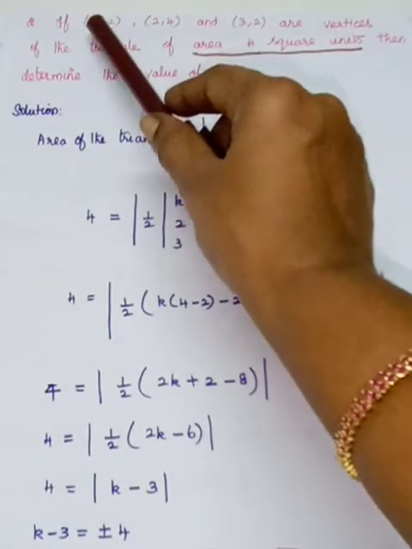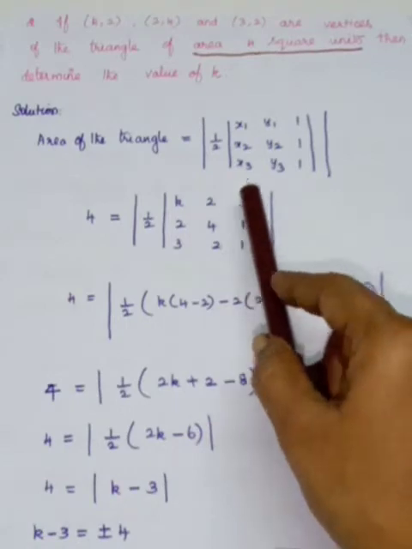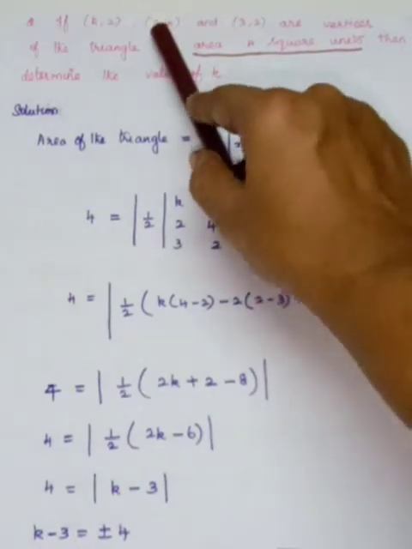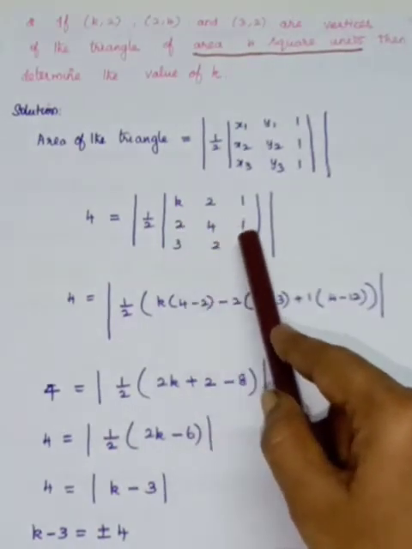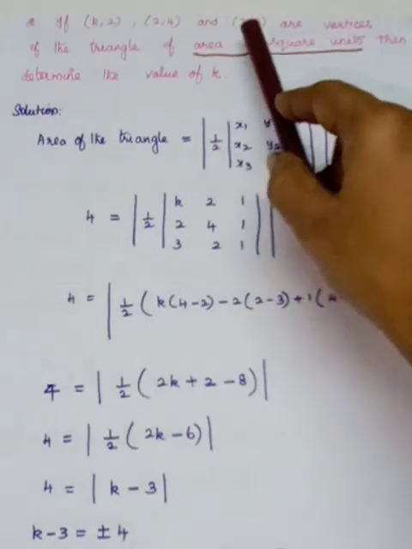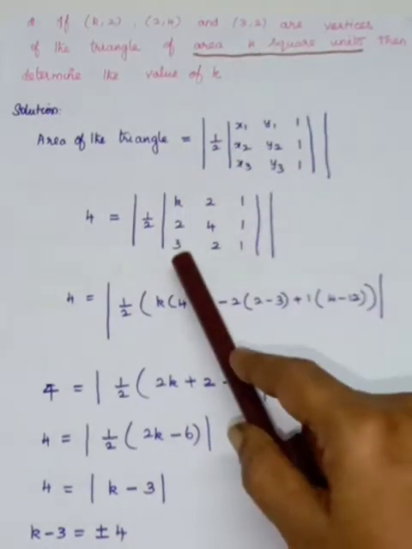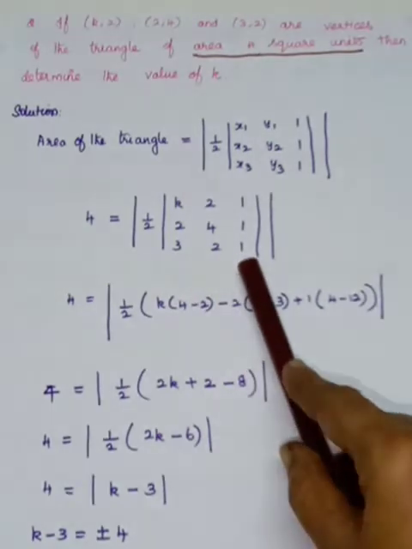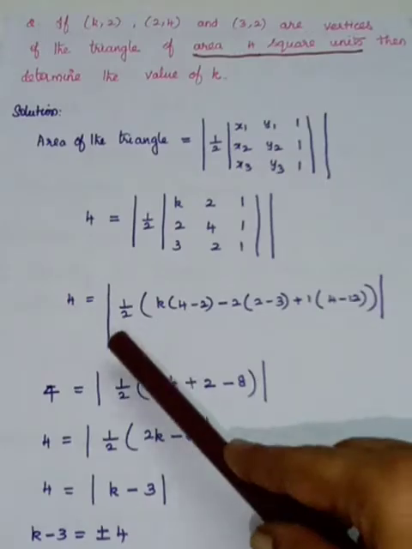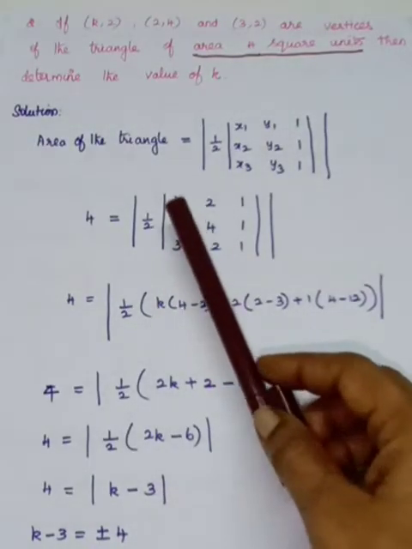What is x1 y1? First vertex. So k 2 1, x2 y2 1, x2 y2 is the second vertex. So 2 4 1 and x3 y3 1, the third row. So this is the third vertex, x3 y3. So 3 2 1 and 4 is equal to absolute value of half into, you are going to expand by R1.